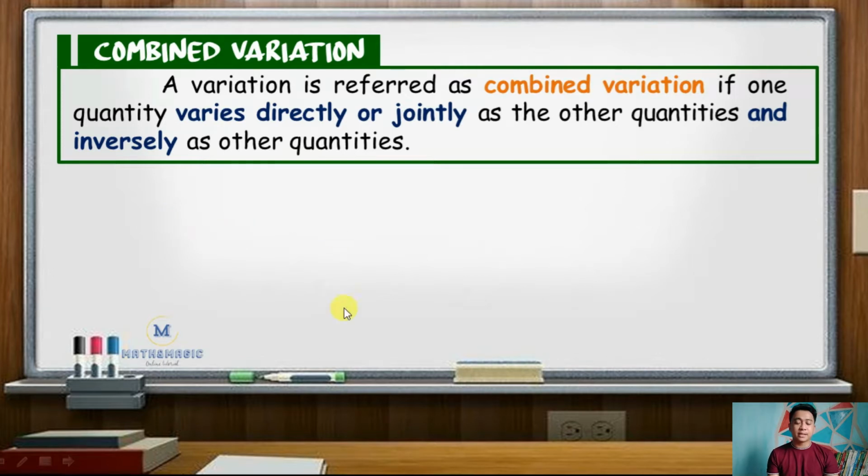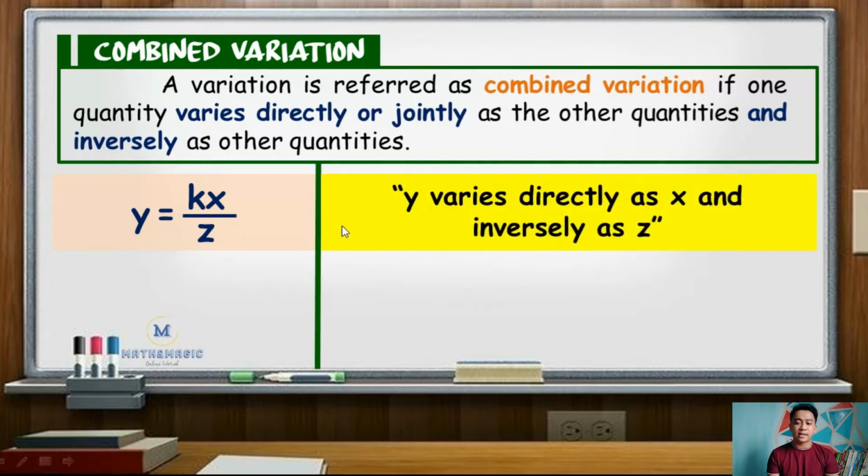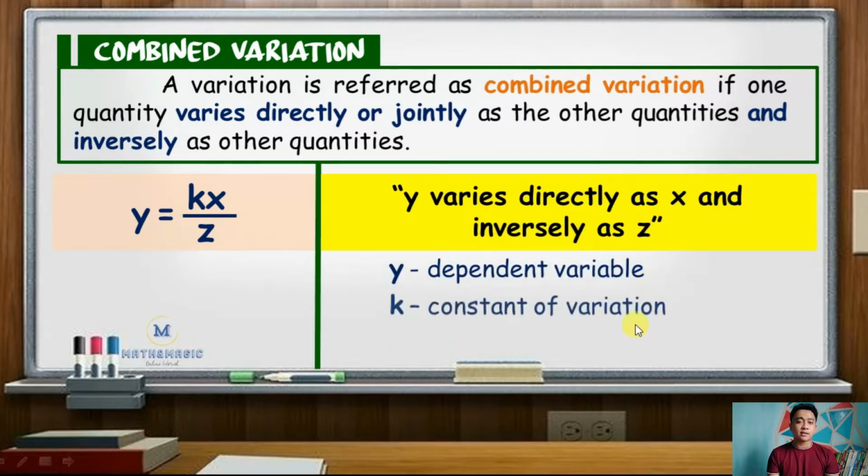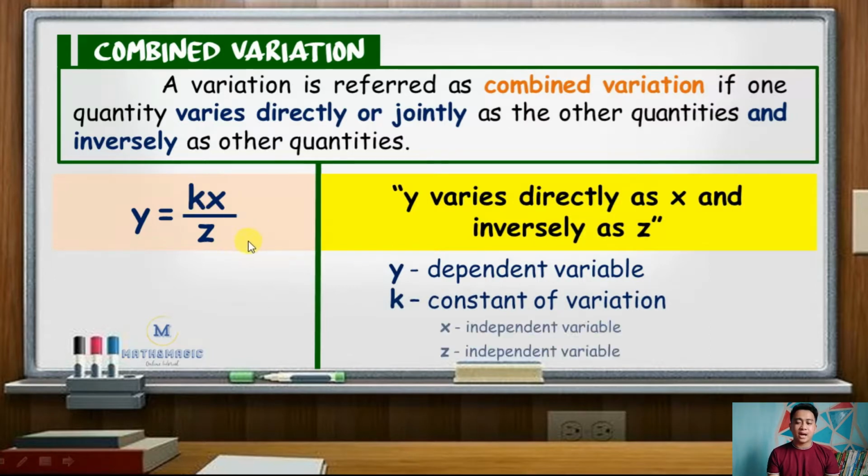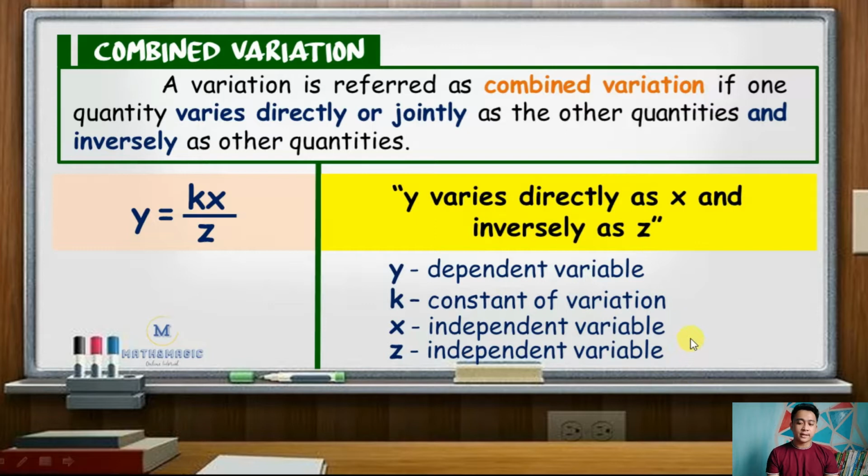The simplest can be written as y equals kx over z, and read as y varies directly as x and inversely as z, where y is the dependent variable, k is the constant of variation, and x and z are independent variables. Here, the constant of variation is given by k equals yz over x. This is done using algebraic manipulation. Again, this formula is true only for this variation statement. The formula of the constant in combined variation may vary for other examples.